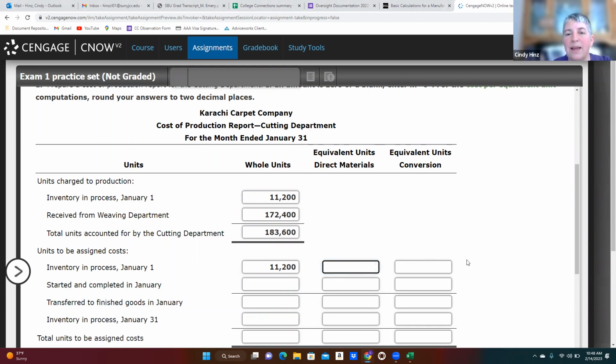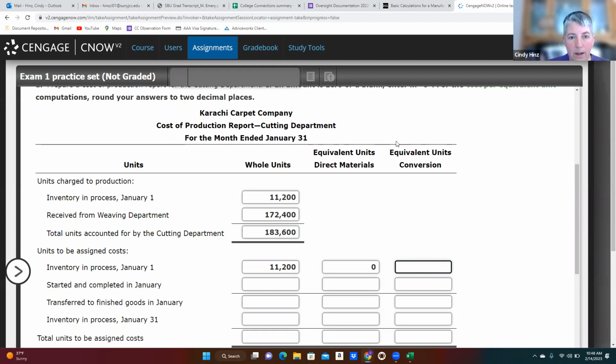Now you'll notice that the next two columns are headed direct materials and conversion costs. These units in beginning inventory, their direct materials were added at the beginning of the process. Those were started in December. And so the direct materials were added in December. So we didn't add any more direct materials in January. So I'm putting a 0 there. That will always be 0.